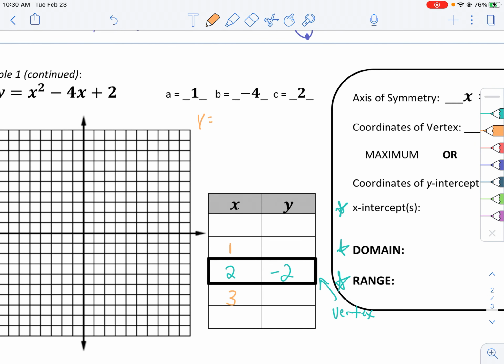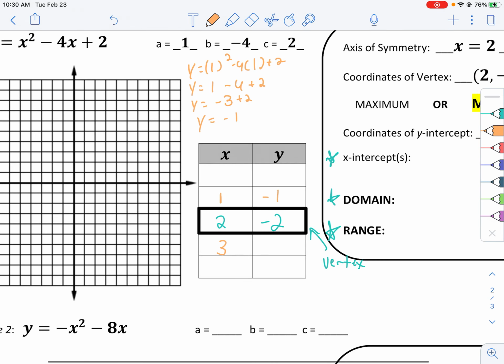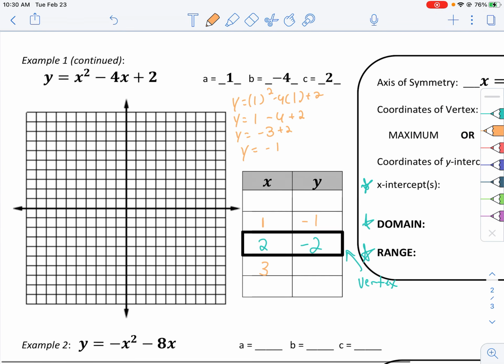So let's go y is equal to 1 squared minus 4 times 1 plus 2. So that's y is equal to 1 minus 4 plus 2. 1 minus 4 gives us negative 3 plus 2. So y is equal to negative 1. So then we have negative 1 for 1. Let's also try 3 now. So y is equal to 3 squared minus 4 times 3 plus 2. So 3 squared is 9. 4 times 3 is 12 plus 2. So 9 minus 12 is going to give us negative 3. So this is equal to negative 3 plus 2, which again equals negative 1.